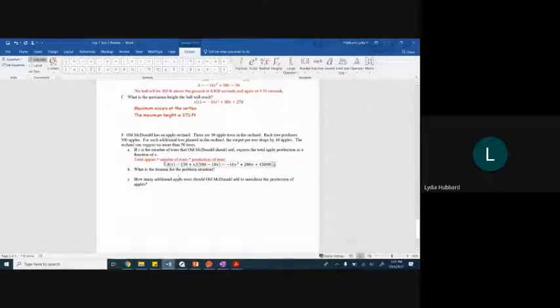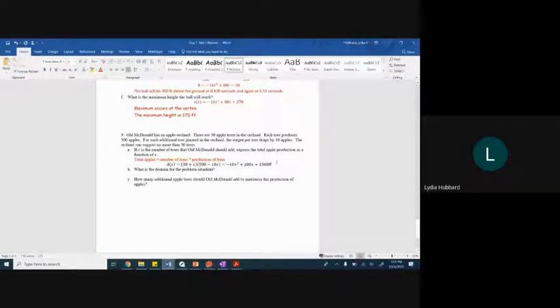So either one of those I would accept, whether you left it in that factored form in the first one or whether you distributed it out in the second one. Both of those would work just fine. And when you type it into a calculator, either of those would work as well.